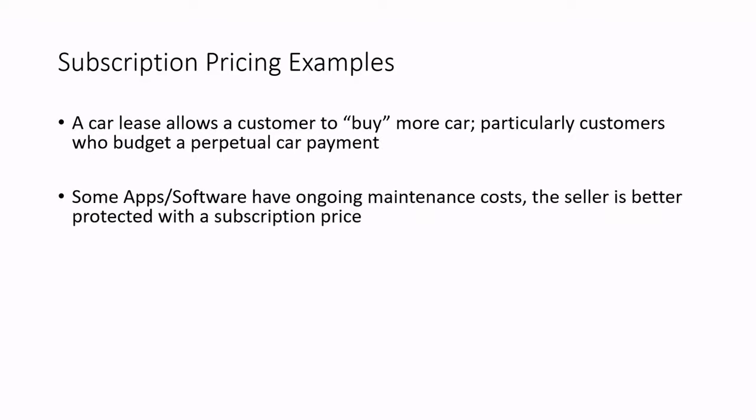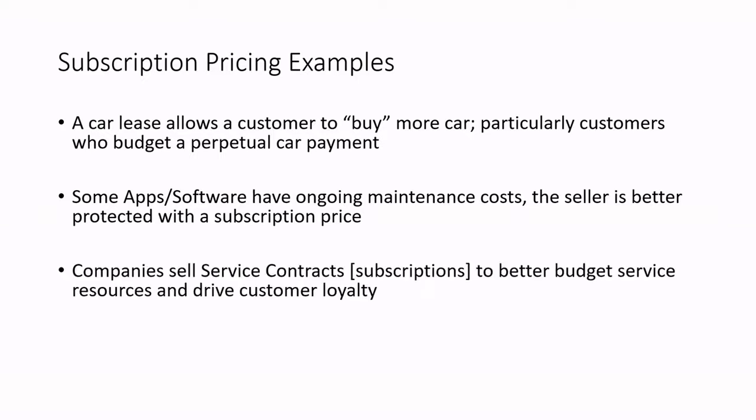Some apps and software have ongoing maintenance costs or support costs, and so they're priced on a subscription basis because the seller is better protected with a subscription price as opposed to the one-time transactional price, which tends to lock in what it is that the seller receives in selling the software. You know, examples of this are web hosting sites. Those are sold on typically a subscription basis. Accounting software like QuickBooks Online is sold as a subscription, as well as numerous other software applications.